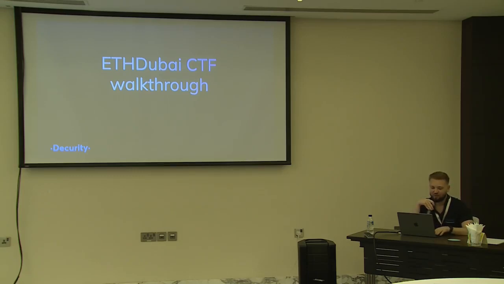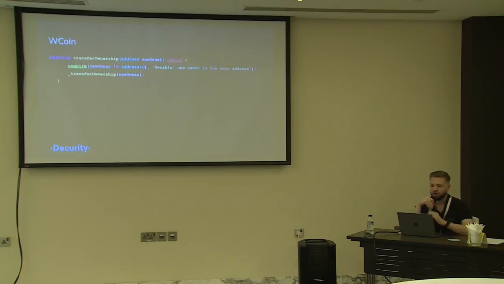So I will be explaining the vulnerabilities of each task and try to explain more about the root cause of each vulnerability. Okay, there were 6 tasks overall, ranging from easy ones to hard ones. The first one is WCoin. This is the easiest one.